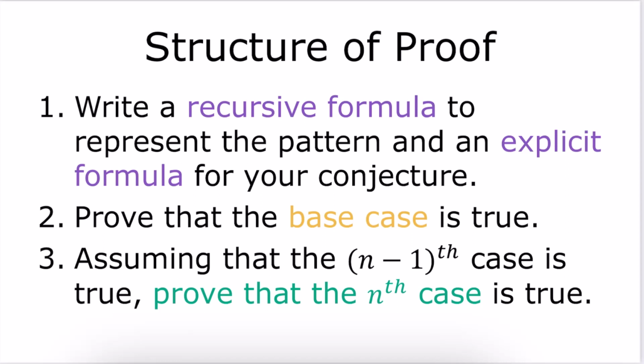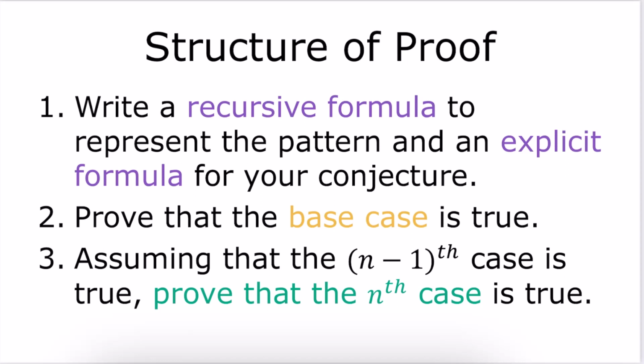The purpose of a proof by induction is to take a recursive pattern, find an explicit formula for it, and prove that the recursive pattern really does equal the explicit formula. An explicit formula also describes the pattern, but in a way where you don't have to know what the 99th term is to figure out what the 100th term is. That's the basic idea of the proof.